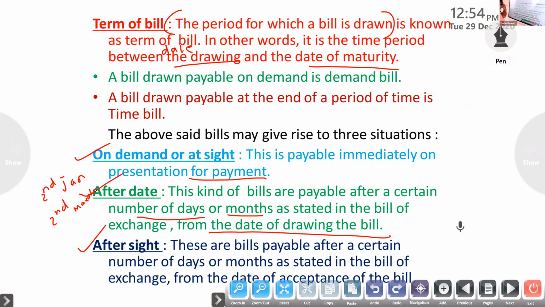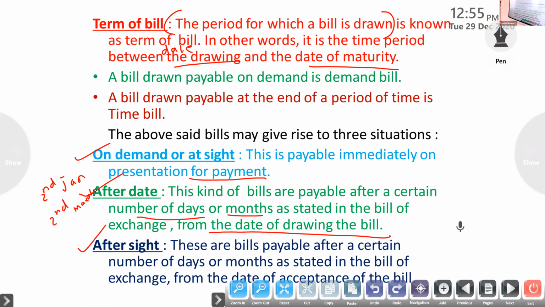Suppose it is 30 days: January 2nd plus 30 days. January has 31 days, so 29 days remain in January, then we go to February 2. Days means you have to consider the actual days in each month. If it is 2 months, then it is March 2nd. Clear? So this kind of bill is payable after a certain number of days or months as stated in the bill of exchange from the date of drawing the bill.